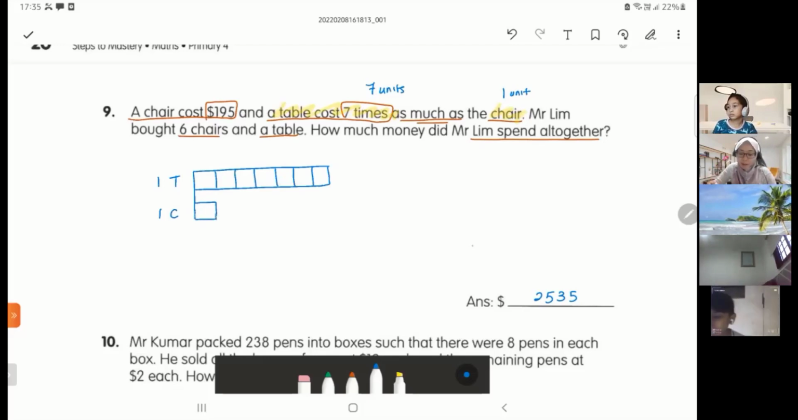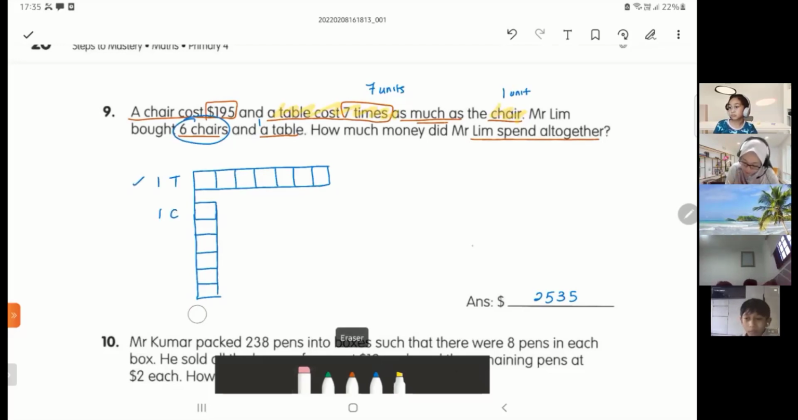Okay, but did he buy just 1 table and 1 chair? No, he bought 6 chairs and 1 table. So the table is okay already, because a table means 1 table. But he bought 6 chairs. So what do I do? I can go downwards. 1 chair, 2 chair, 3 chair, 4 chair, 5 chair, 6. Oh, 6 chairs, not 7 chairs. Okay, we are done with the chairs.